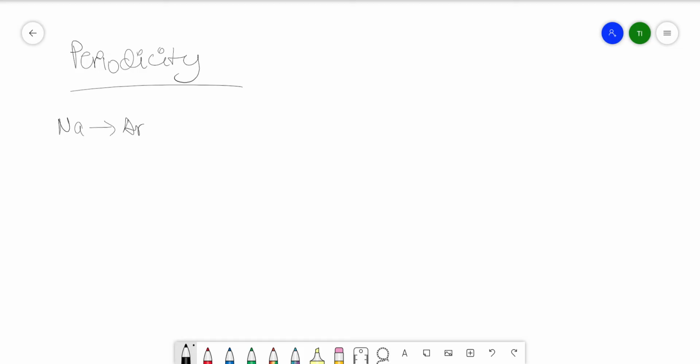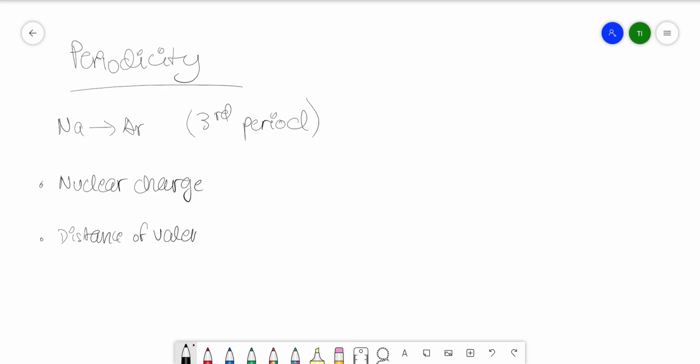The trend of atomic radius across the period is very similar to the trend of first ionization energy across the third period. So whenever you're referring to the atomic radii across the third period, you have to refer to the same things: the nuclear charge due to the number of protons, then the distance of valence electron from nucleus, and the shielding effect.